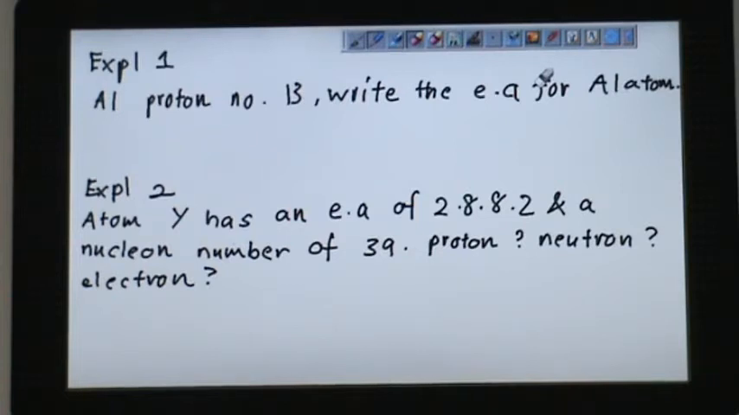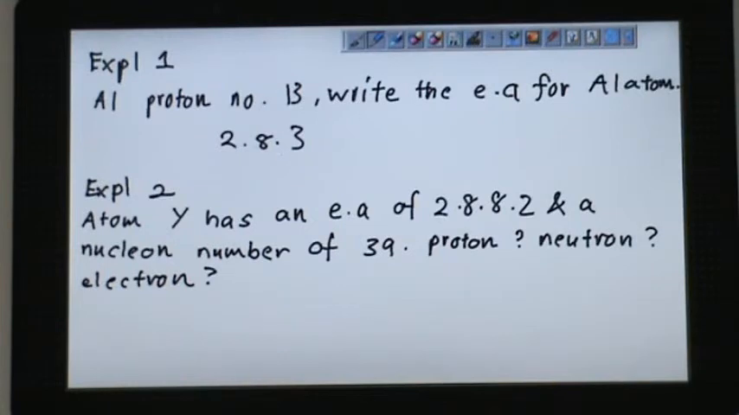Example 1. An aluminum atom has a proton number of 13. Write the electronic arrangement for aluminum atom. So what we do is we put 2, 8, 3.